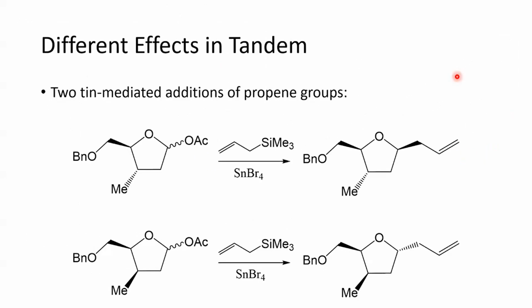Now let's look at some different chemical bonding trends in tandem. First one we're going to look at is a tin-mediated addition of a propane group. Our starting materials are diastereomers, relating to the chirality of this carbon and the appended methyl groups. And we see that the reaction proceeds whereby we get loss of this acetate group mediated by the tin, resulting in addition of these propane groups, with the chirality of those groups influenced by the methyl groups on the opposite side of the molecule.